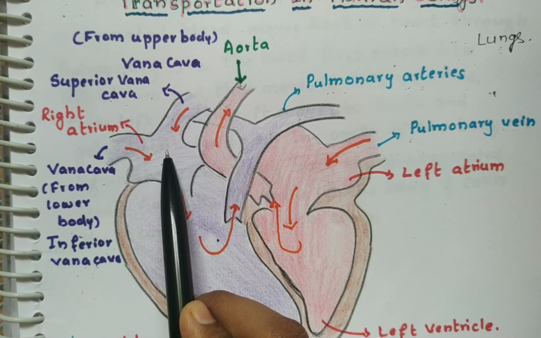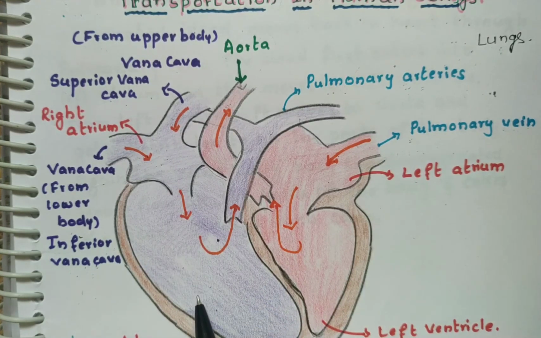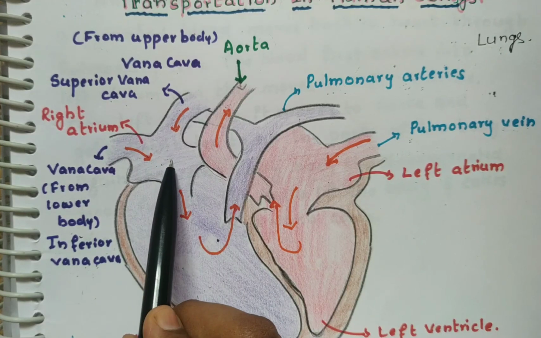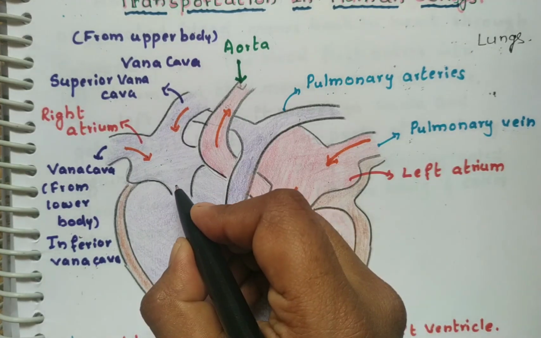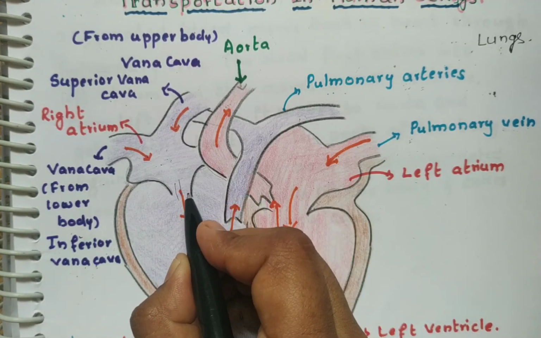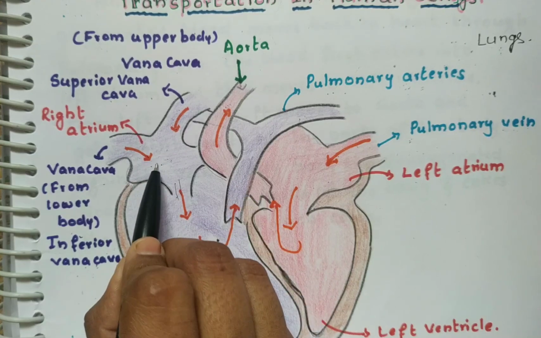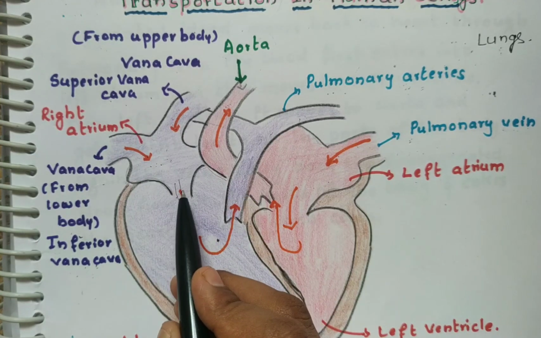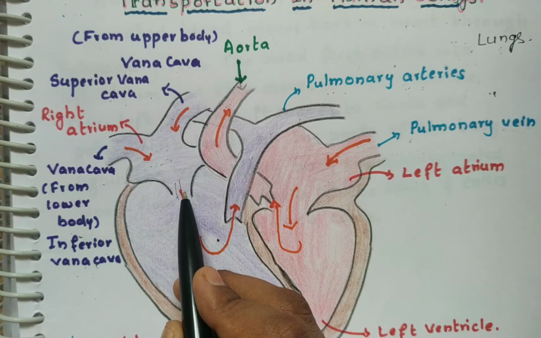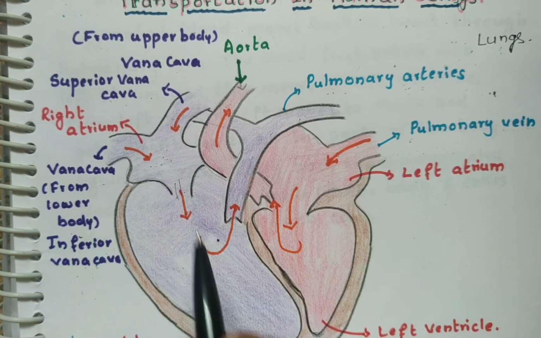From the right atrium, it will enter the right ventricle. To avoid the blood going back from the ventricles to the atrium, there are valves here. They will be closed when the blood enters from here to here. There are a few valves present here, and they will be closing when the blood enters from here to here.